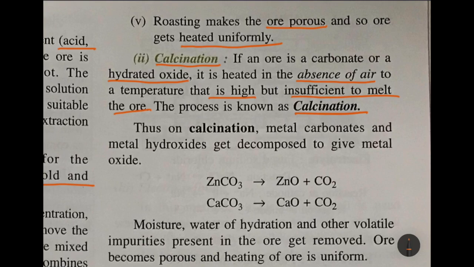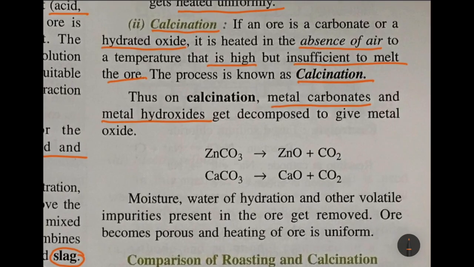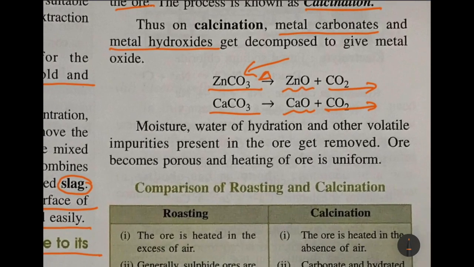So on calcination, metal carbonates and metal hydroxides get decomposed to give the metal oxide. So what is our aim here? We are actually turning the compounds into oxides. Okay, so we have zinc carbonate, calcium carbonate, which turn into zinc oxide and calcium oxide. We are heating this in the absence of air, and carbon dioxide will go off as a gas.